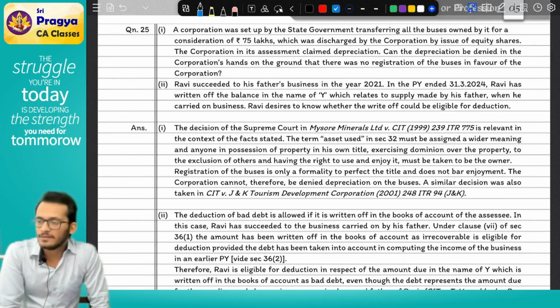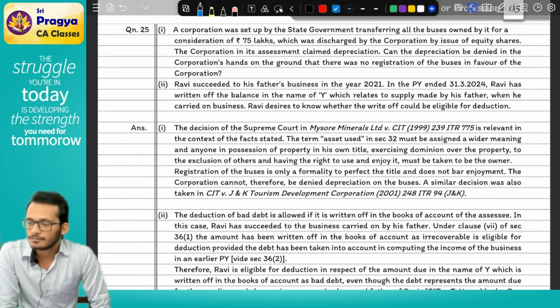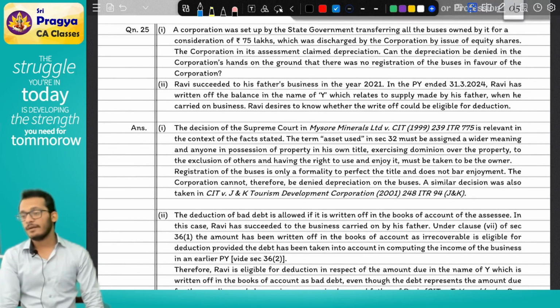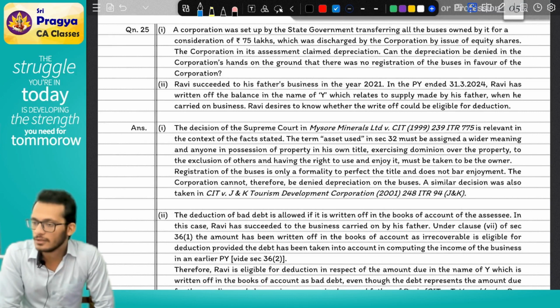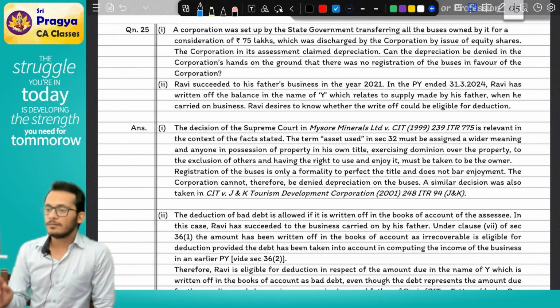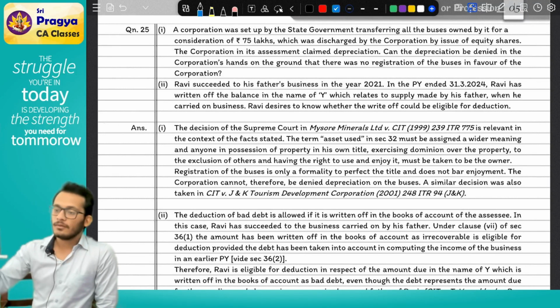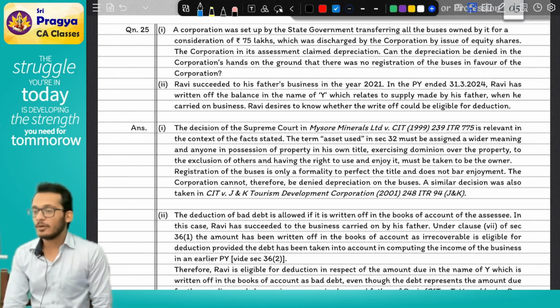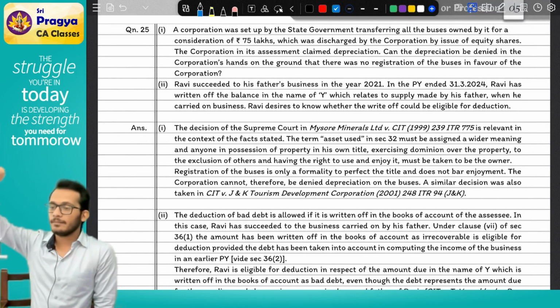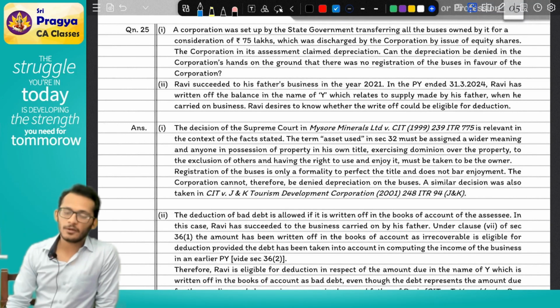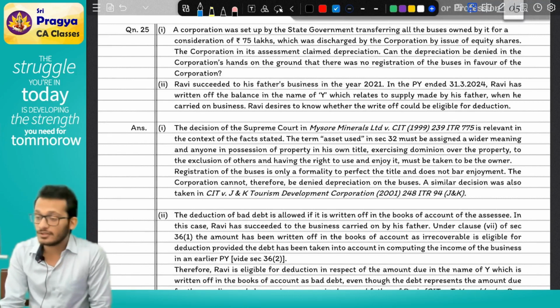The question which then came up is whether the bad debt which has been written off can be claimed by Ravi or can be claimed by the father. The reason why they're asking this is because Ravi is now the new owner of the business. When the income was offered to tax, it was offered by the father. But the claim is made by Ravi. So the assessing officer came and said, boss, the father made the income claim, so the father should only make the expense claim. You are not the income claimer. So therefore, can you claim the deduction is the question.